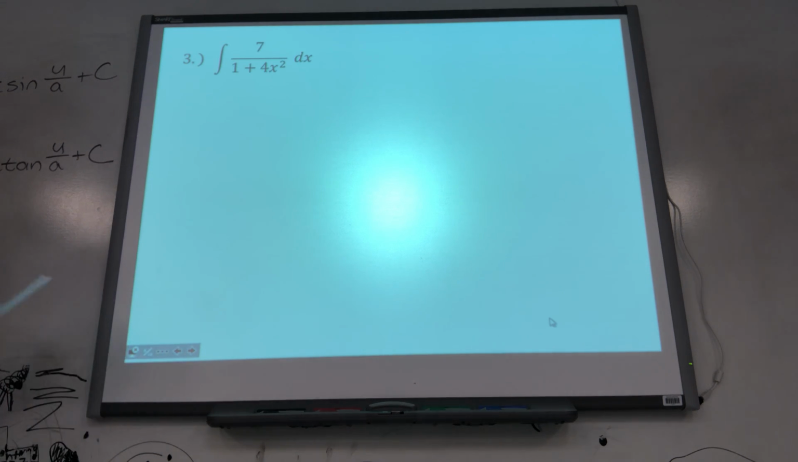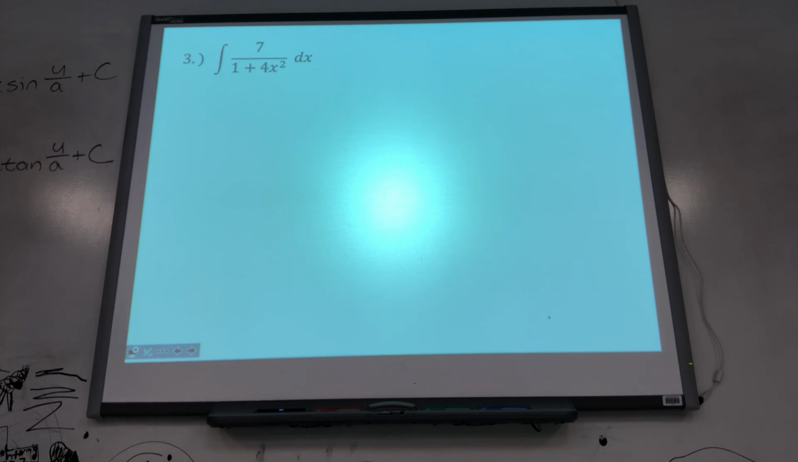Number 3, there it is. We are integrating 7 over 1 plus 4x squared dx.